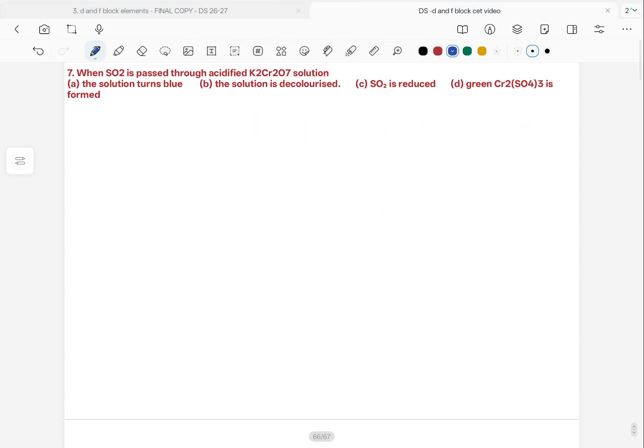Here the question is, when sulfur dioxide is passed through acidified dichromate solution, what happens? Let us write the reaction. Potassium dichromate solution in acidic medium reacts with sulfur dioxide. Potassium dichromate solution will be an orange colored solution. And what happens when they react with each other? Dichromate with sulfur dioxide in acidic medium, what happens?